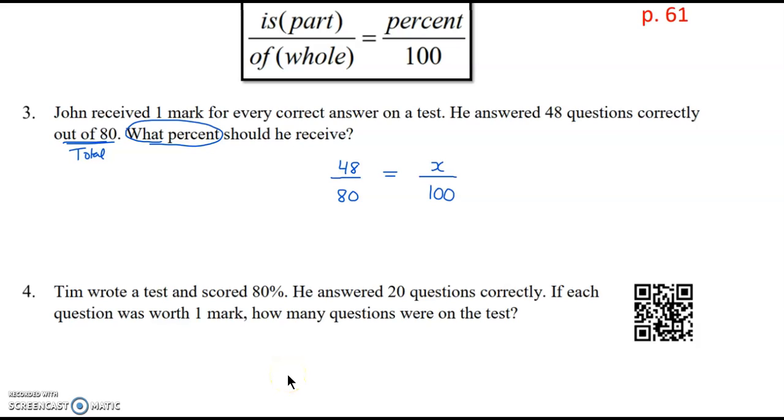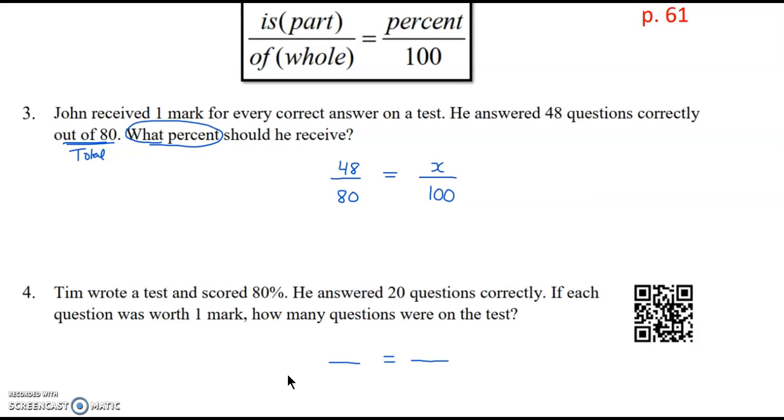Number 4 is a similar question, but worded a bit differently. Tim wrote a test and scored 80%. He answered 20 questions correctly. If each question was worth 1 mark, how many questions were on the test? So now we are talking about a test, but everything's switched around. So let's figure out what we know. We know he got 80%.